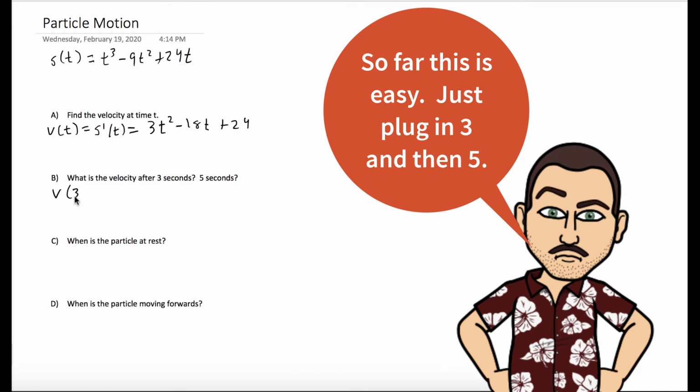What is the velocity after 3 or 5 seconds? That's just plugging in 3 for t, and then we'll plug in 5 for t and simplify. So when you evaluate at t equals 3, you get negative 3, and when you evaluate at t equals 5, you get 9.